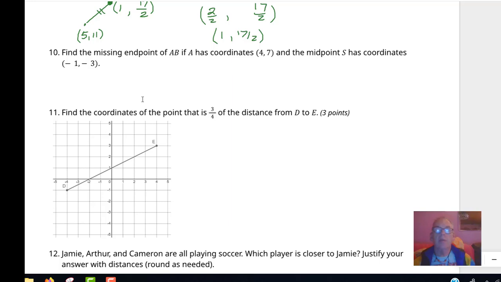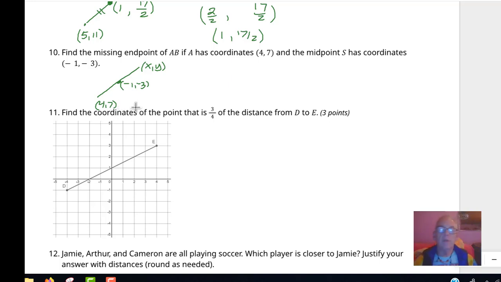Here we want to find the missing endpoint if A has these coordinates. So there's a formula way to do this, and then there's an intuition way. Let's do the intuition way first. The midpoint is at -1, -3, and one of the endpoints is at 4, 7. And this x, y is the other one that they want us to find.